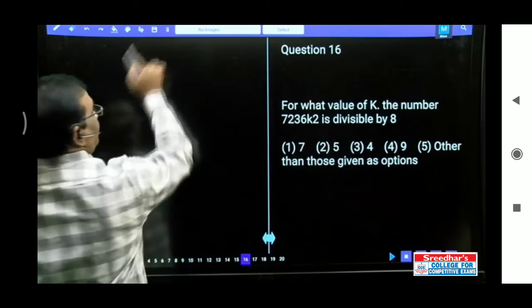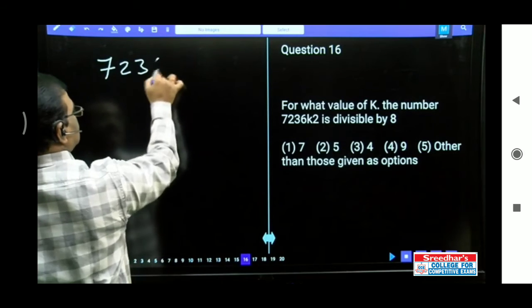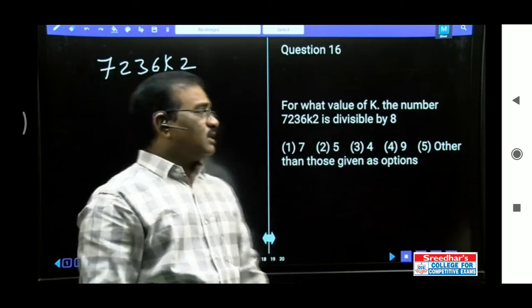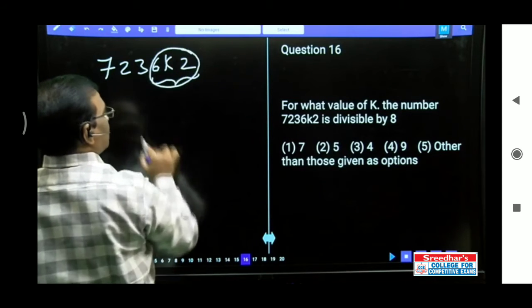Next 16. For what value of k the number 7 2 3 6 k 2 is divisible by 8? So what is the divisibility condition for 8? The last 3 digits of a number is divisible by 8, then that whole number should be exactly divisible by 8. Last 3 digits మాత్రమే మనం వెరిఫై చేయాలి.